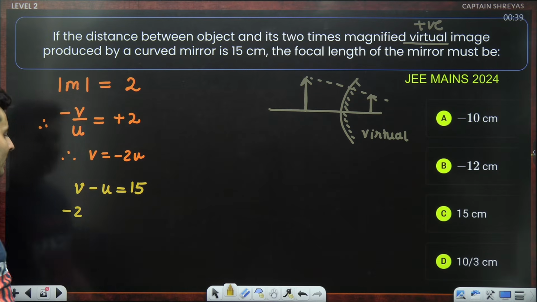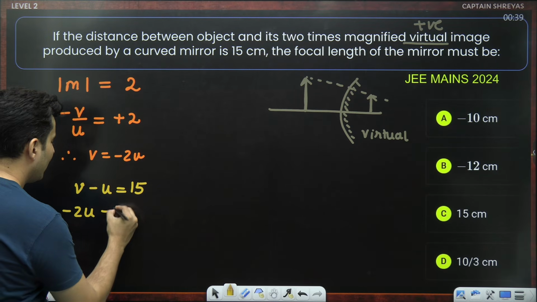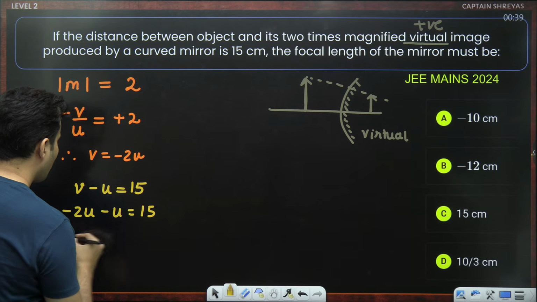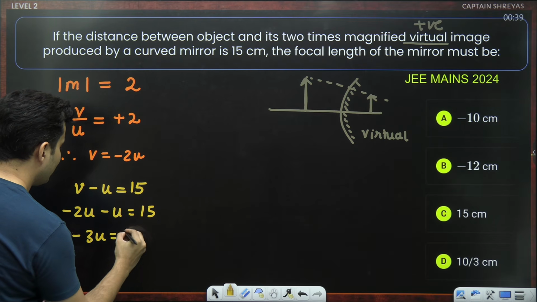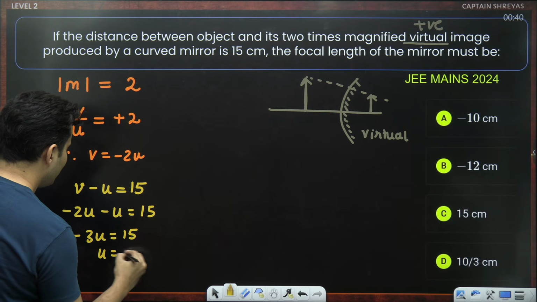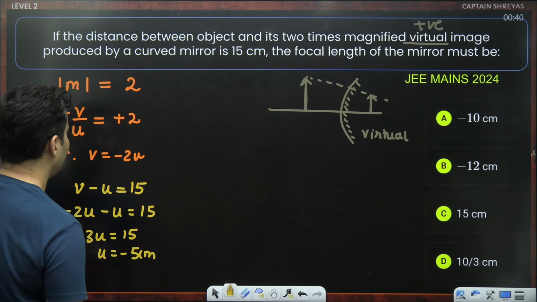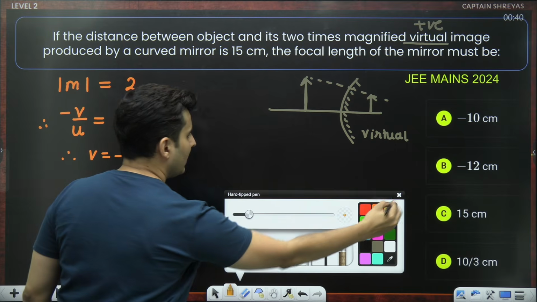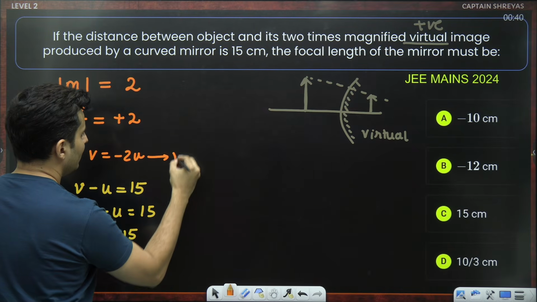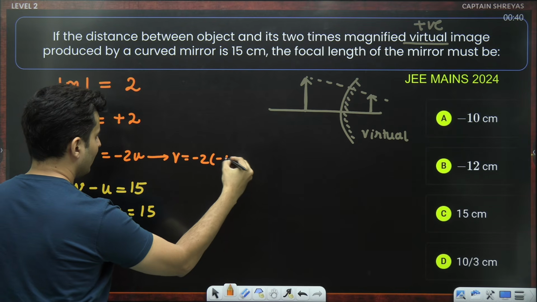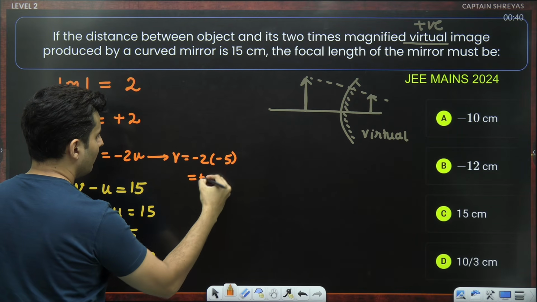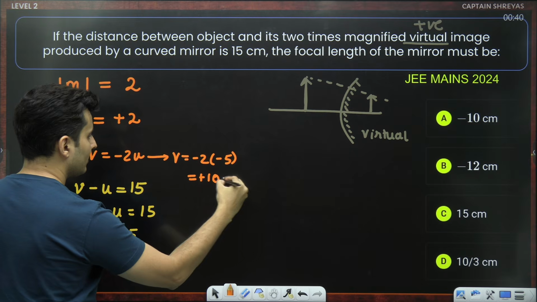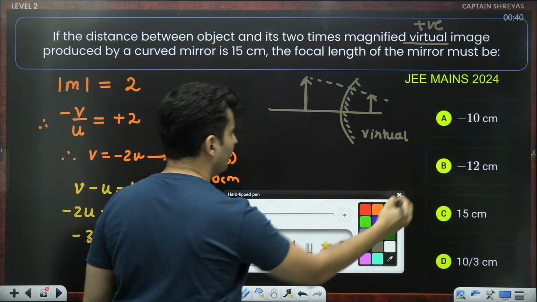Okay. So what will you get? Minus 2U minus U is 15. Therefore, minus 3U is 15. Therefore, U is minus 5 centimeters. But V is negative of 2U. So from this, we'll get V is minus 2 times minus 5, which means it is plus 10 centimeters. From this, we can find the focal length.